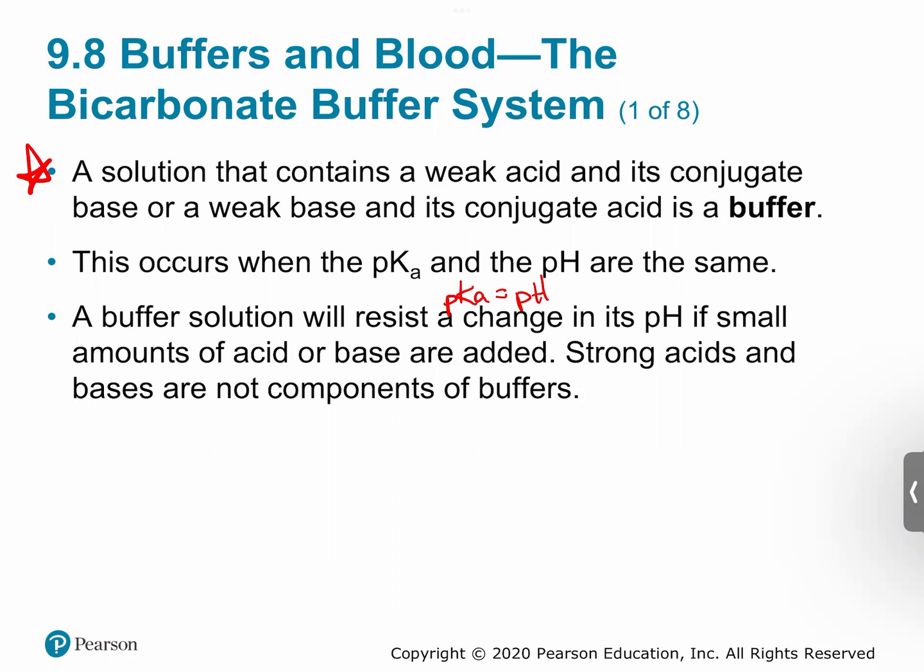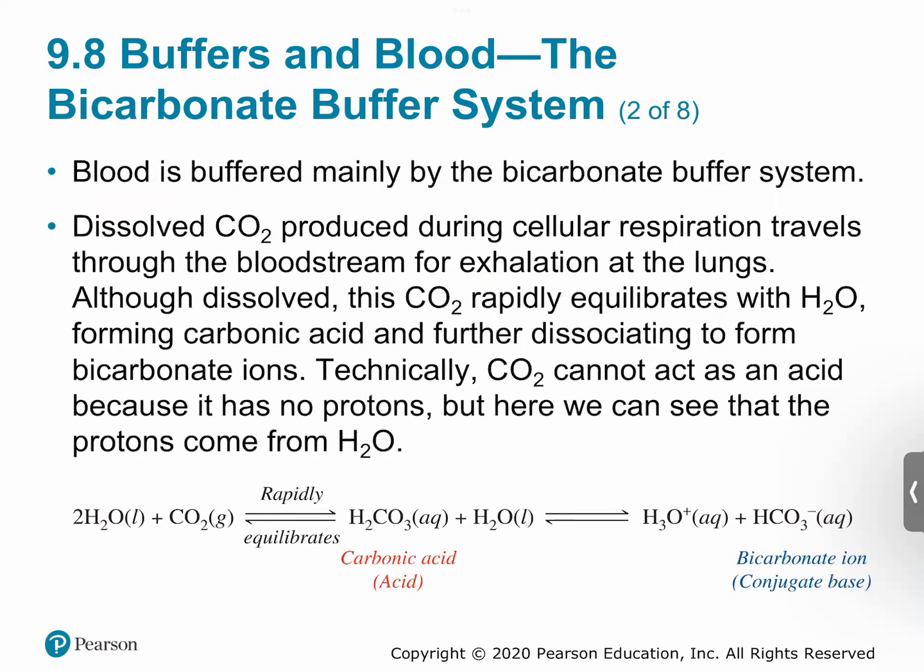That is true. So what's happening is that those buffers are soaking up those ions and resisting those large changes in pH that way. So we'll talk about some examples. So we have, all right, this system called the bicarbonate buffer system. And that is how our blood is buffered, and we're going to maintain a certain pH in our blood. So we have dissolved carbon dioxide that is produced by cellular respiration, and it's going to travel through the bloodstream, and be exhaled at the lungs.